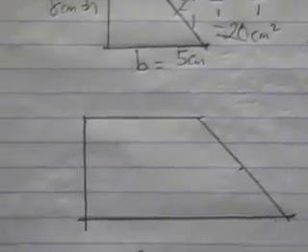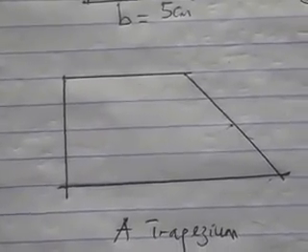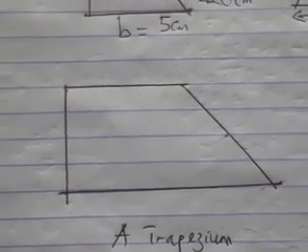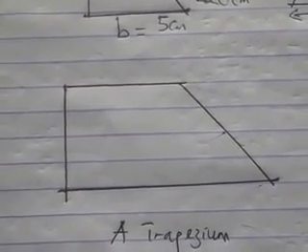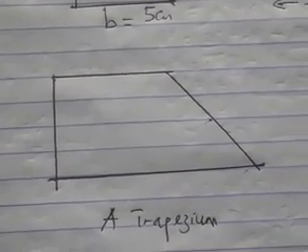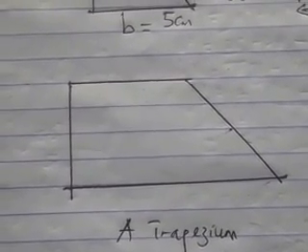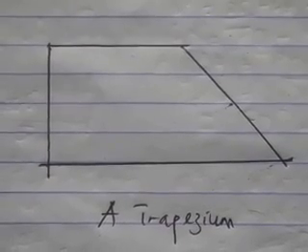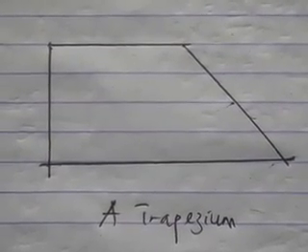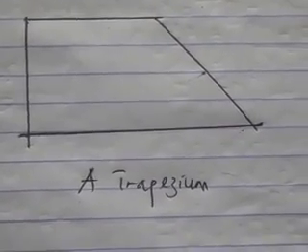Let us go to the next shape. This is a trapezium. A trapezium is not a parallelogram. Please try to differentiate between a trapezium and a parallelogram. Now, if you're asked to get the area of a trapezium, use this formula.